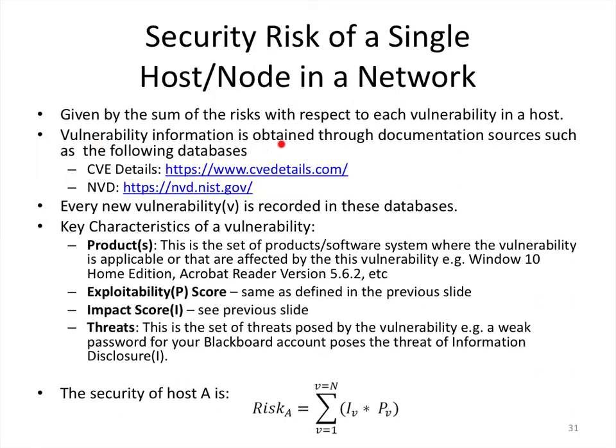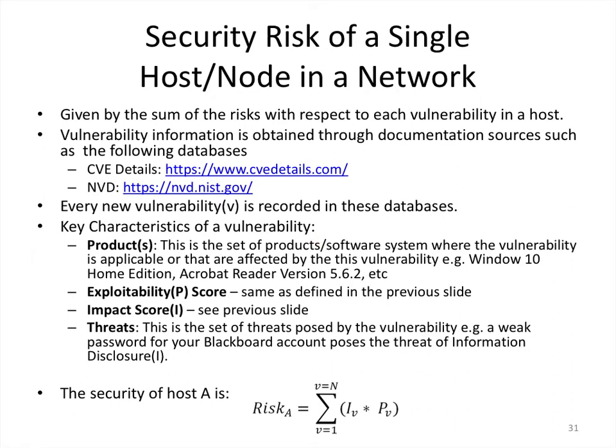So in the beginning, vulnerability information is obtained through documentation sources such as the following databases. These public databases contain the list of vulnerabilities of all the products. You can look up, for example, vulnerabilities in Windows 10 version XYZ. Okay. So these are two websites that contain all the vulnerabilities for all the products. So depending on a node that runs Windows 10, and on top of Windows 10 runs, for example, a web service and so on, we can say that all these vulnerabilities are existing in that particular node. Imagine?